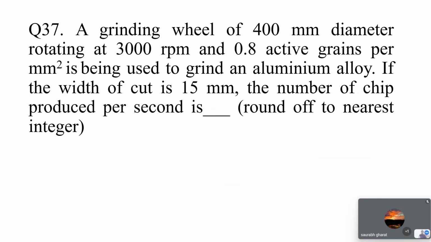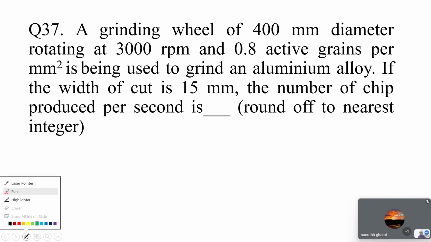So we go for the 37th question. A grinding wheel of 400 millimeter diameter rotating at 300 rpm and 0.8 active grains per millimeter square is being used to grind an aluminum alloy. If the width of the cut is 15 millimeter, the number of chips produced per second is. Again, simple: the width of the chip is given, and we need to find the number of chips. So what is the formula for the number of chips?